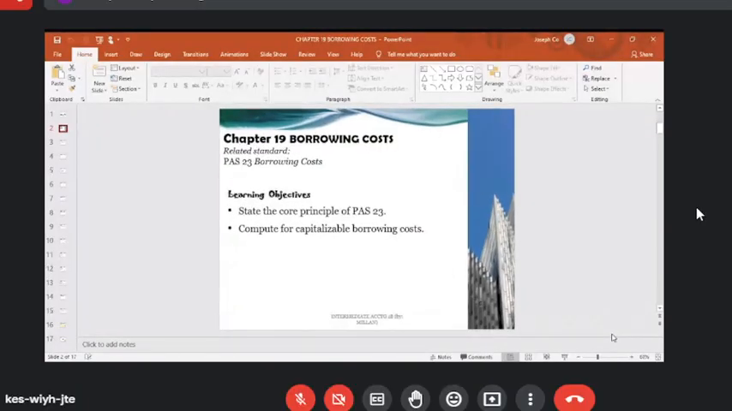Okay, we now discuss PAS 23, computation of the borrowing costs. State the core principle of PAS 23 and then compute the capitalization of borrowing costs.